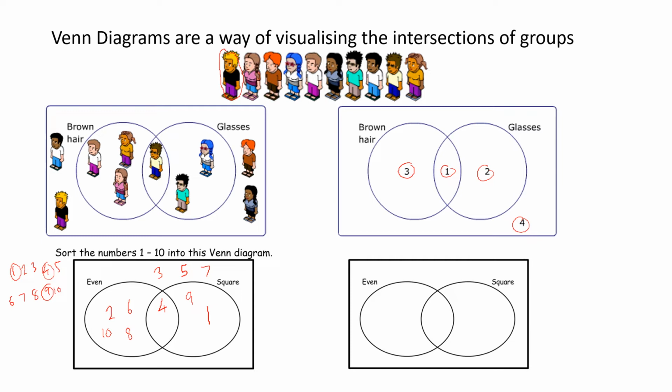And we could then summarize that. We could say, well, there are 4 numbers that are even but not square. There is 1 number that is even and square, 3 numbers that aren't either, and 2 numbers that are square but not even. So yeah, that's the basic idea of a Venn diagram, and I think hopefully that makes sense.